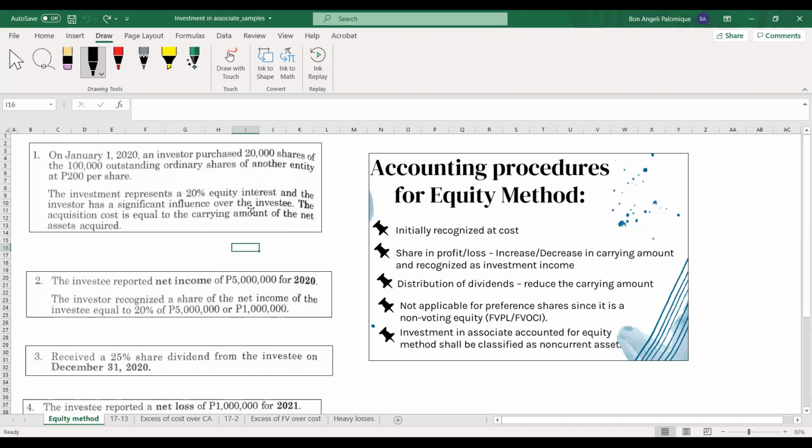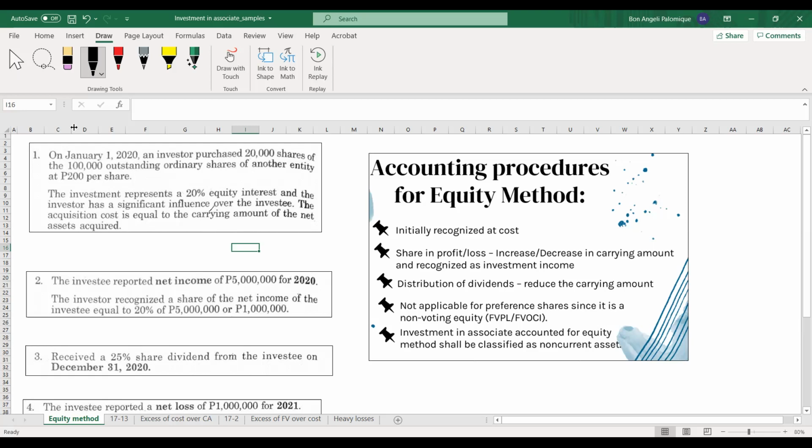So this time may binili siya 20%. So alam nating investment in associate to. And sinabi din niyang merong significant influence. So sinabi niya dito na may significant influence. Okay, so ngayon, paano natin i-record? So sabi, at cost. So magkano ba yung bili natin? Binili natin siya ng 20,000 at 200 per share.